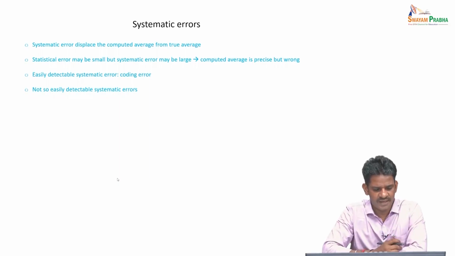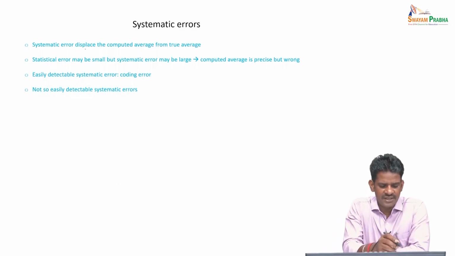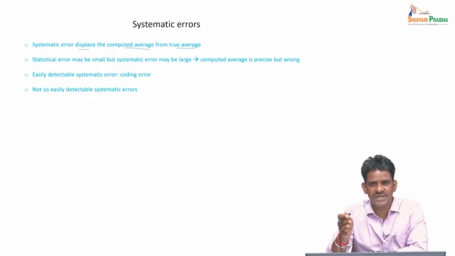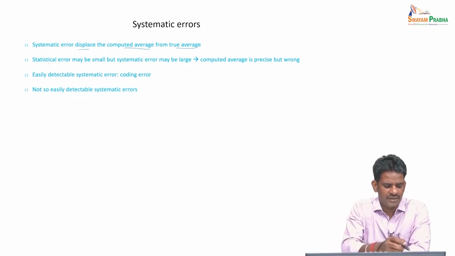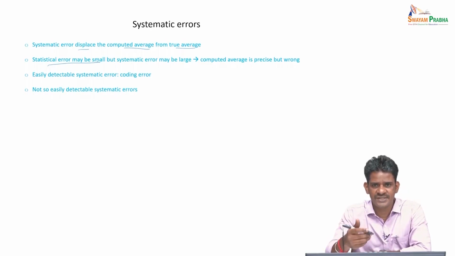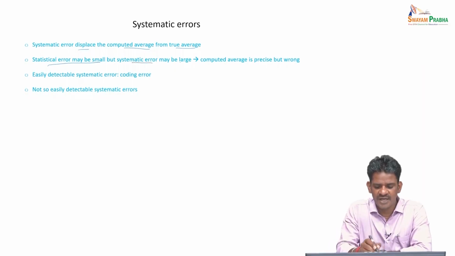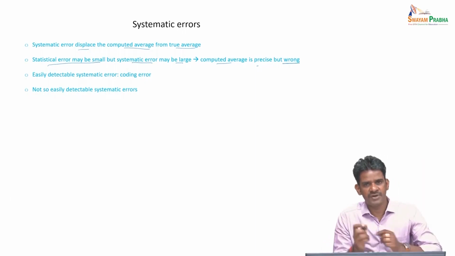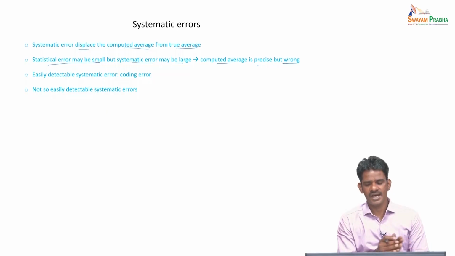So now coming to systematic error, what it basically does is it changes or displaces the computed average from the true average. So the true average may be something, and then you might get a computed average which may be slightly different from the true average, and it may happen that the statistical error may be small. Based on the methods we already discussed, we might ensure the statistical error is very small, but the systematic error may still be large, and this will lead to a computed average which is precise, but it is an incorrect measurement, a wrong measurement because of the systematic error involvement. So it is very important for a simulator to take care of both systematic error as well as statistical error.